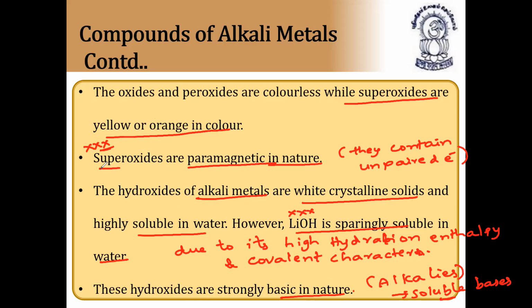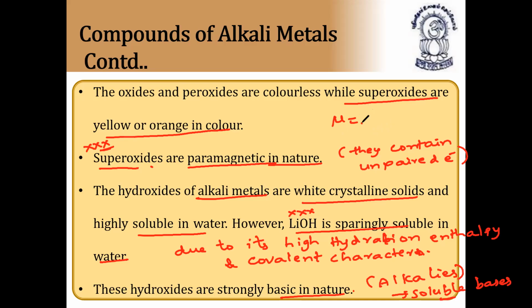Very, very important point in this is superoxides are paramagnetic in nature as they contain unpaired electrons. So they'll ask us how many unpaired electrons. Usually they have one or two unpaired electrons. In case of potassium superoxide, it has two unpaired electrons. In case of rubidium superoxide, so any superoxide, it has only one unpaired electron. So due to which you can find even magnetic moment also.